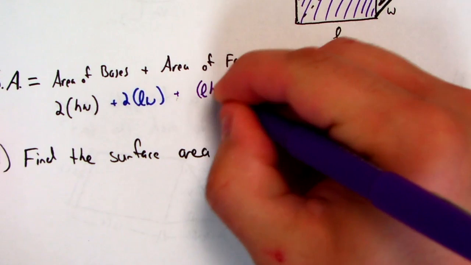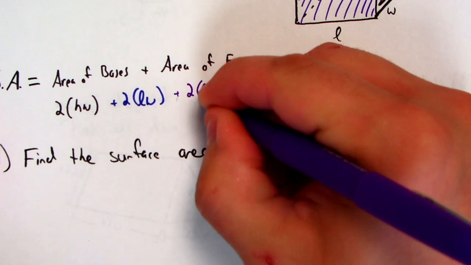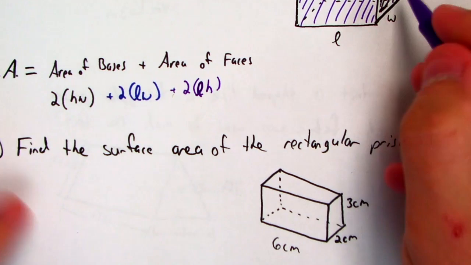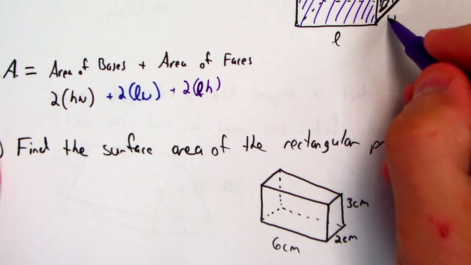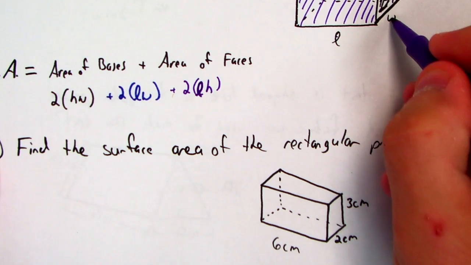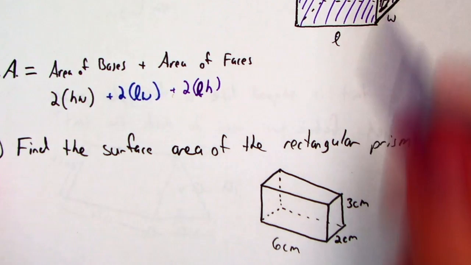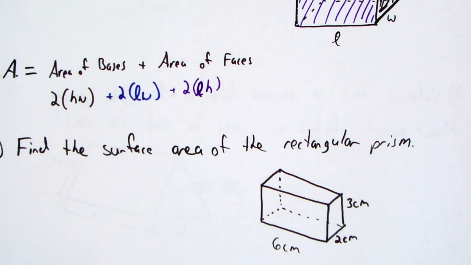So the surface area formula is going to be 2HW plus 2LW plus 2LH. And I know that's a long formula, but it's going to be very helpful to have that formula down. So, example 1, it says find the surface area of the rectangular prism.